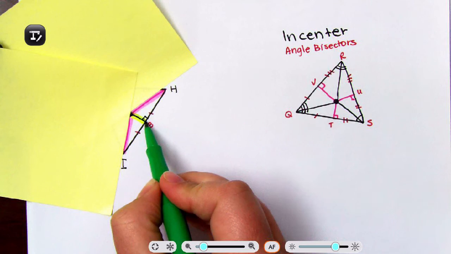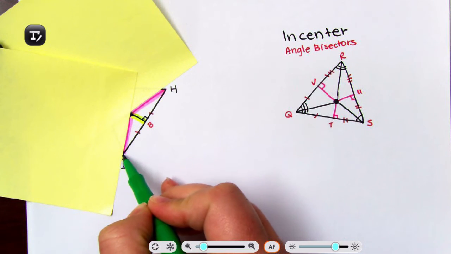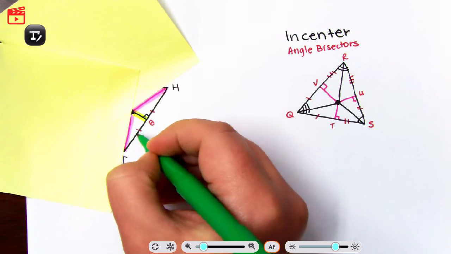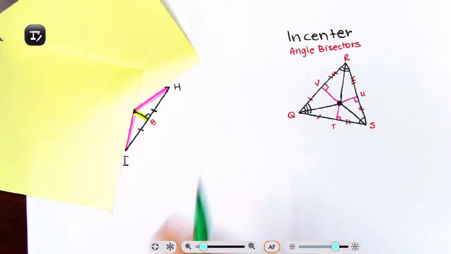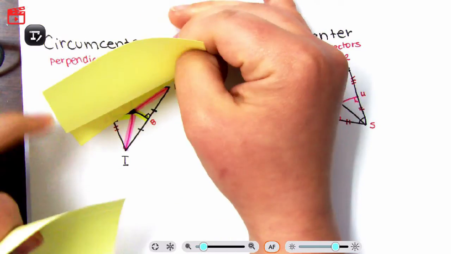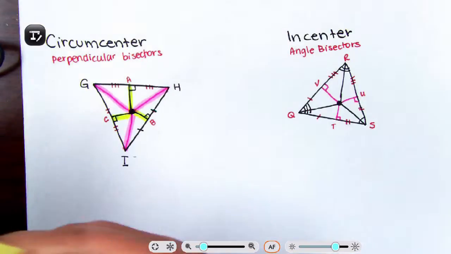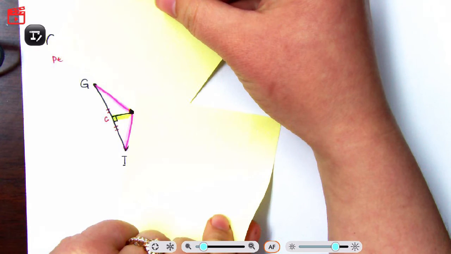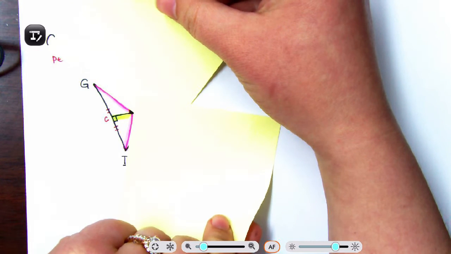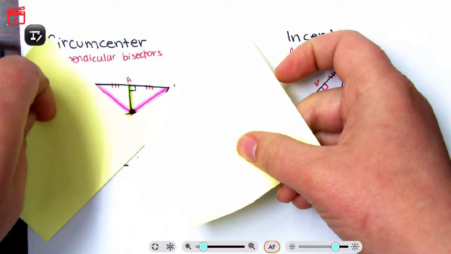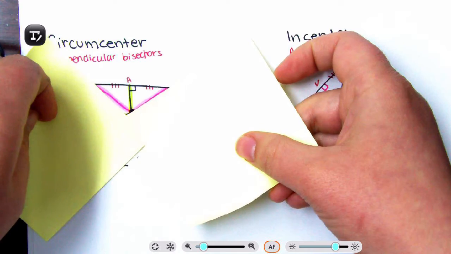Because this is a perpendicular bisector, it cuts this segment, IH, in half. Therefore, you have these two segments congruent, and that happens two more times in here. Here's your second triangle where you see the two bases congruent. And here's your third triangle where you have those two segment bases congruent.